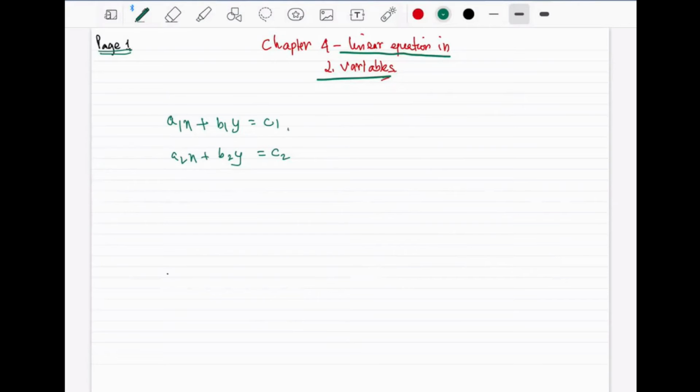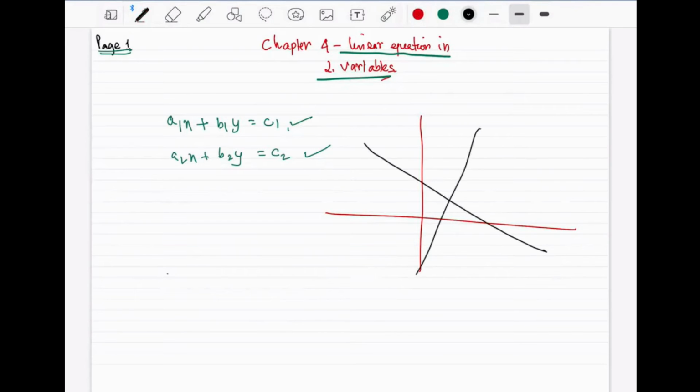If I draw the graph for these two, there might be these three conditions. We have the x-axis and y-axis. Three conditions are possible. Number one, the two graphs will intersect. Where they intersect depends on the coefficients a, b, c. If they intersect, how many solutions are there? There's only one solution. There is only one point which belongs to both the graphs.